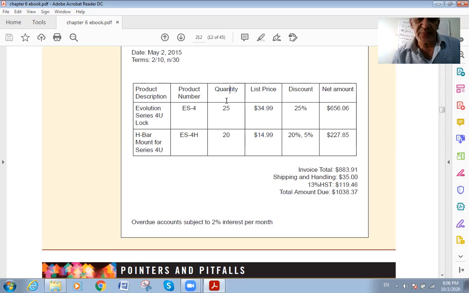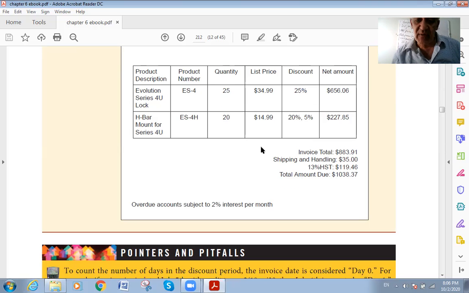Quantity 25, list price 35.99. Okay, so you will take the quantity for each, as an example. So you will multiply 25 by 34.99. Then you'll check for the discount. Then you will see the net price. We'll show it just now.